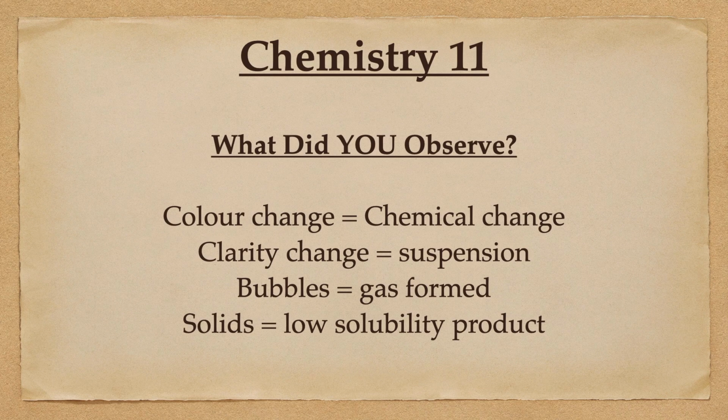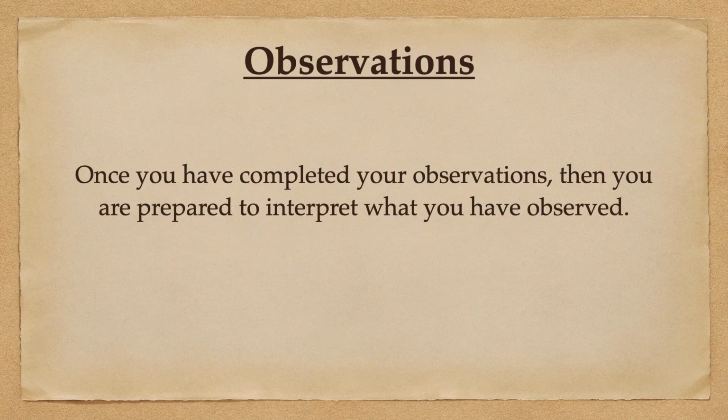If there was a color change, that is evidence for a chemical change. Was there a change in clarity? If so, something is suspended in that liquid. Did you see bubbles? That's evidence for gas formation. Did you see solids suspended in your liquid? Then something was formed that had low solubility in water. What did you actually observe?